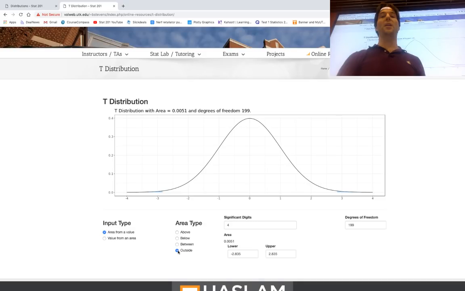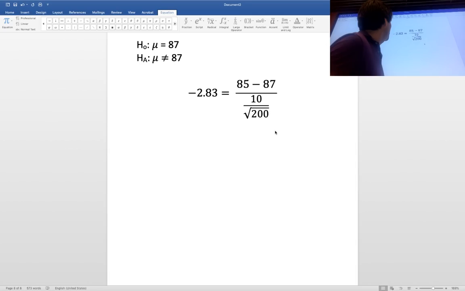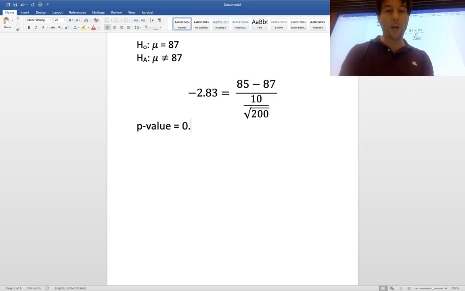So that is our result. Our p-value is this right here. Does everyone see the p-value? Let's go back, and we have a p-value of 0.0051. That is our p-value.